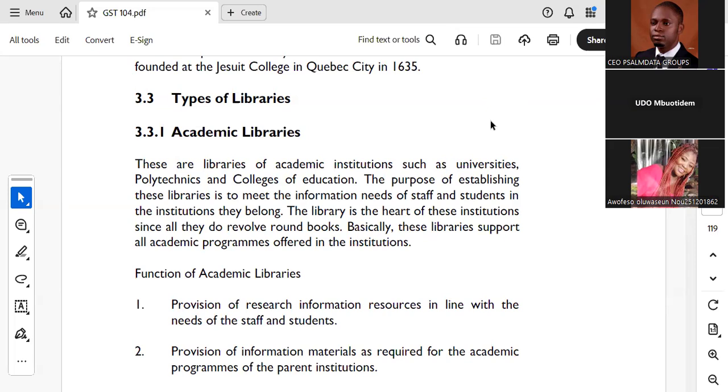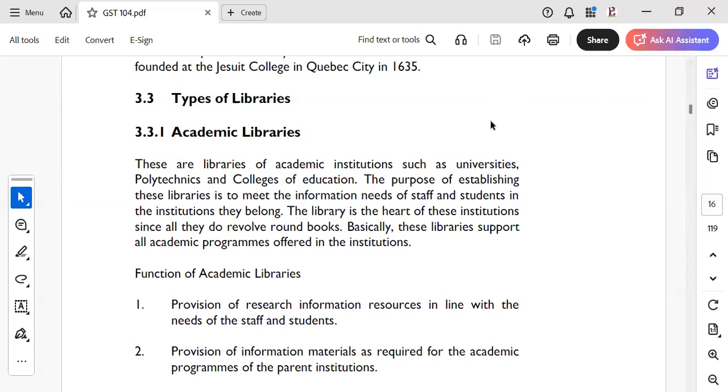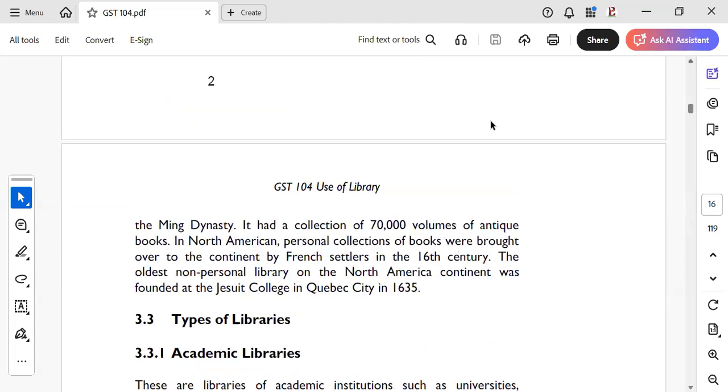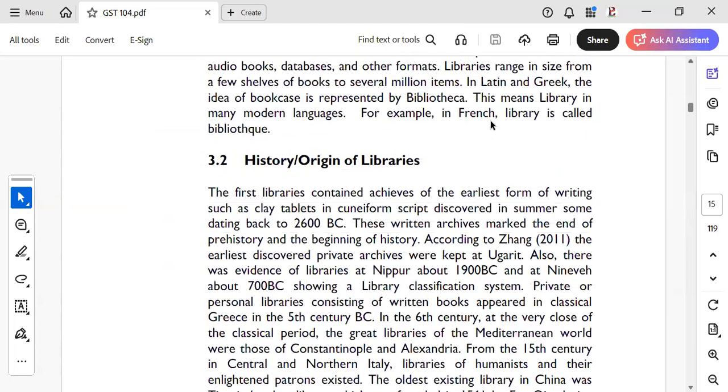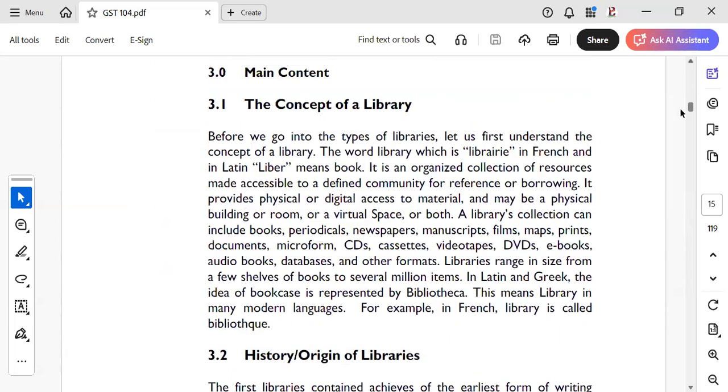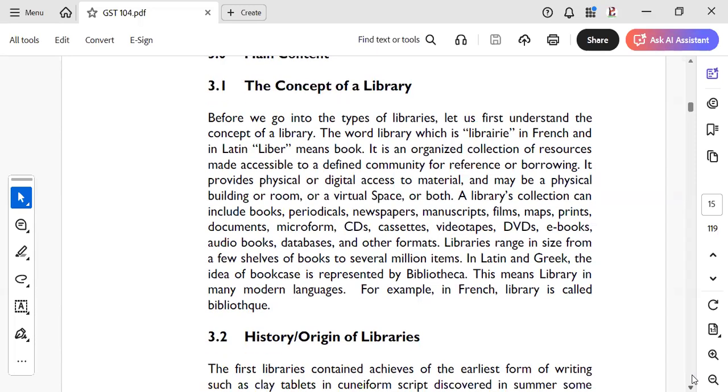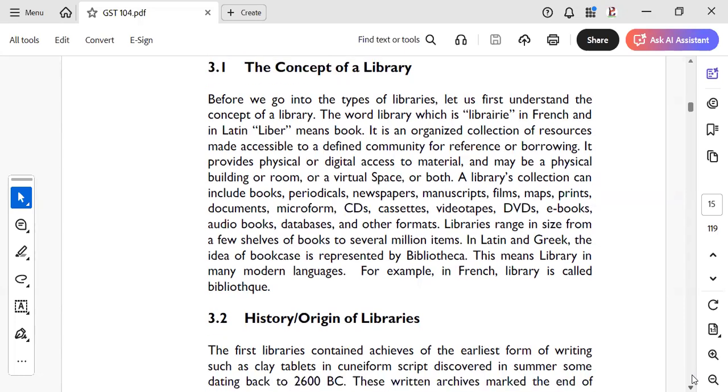Just as a form of introduction, let me quickly go through the history that we talked about and pick out important things. We talked about the names that we call library in other languages, like Latin calls it liber, library in French, and in French it also means bibliothèque, Greek, bibliotheca, and so on and so forth. We talked about the library's collection.